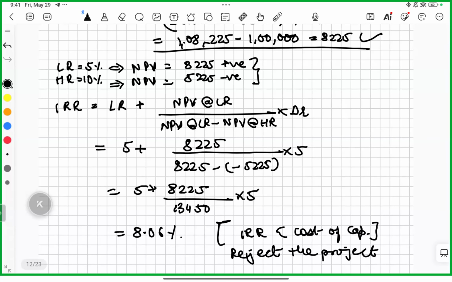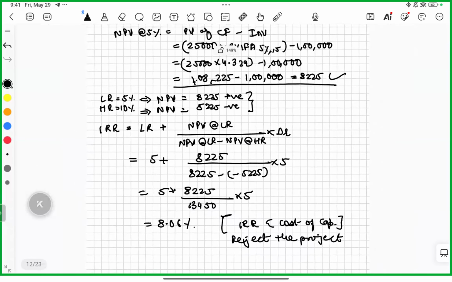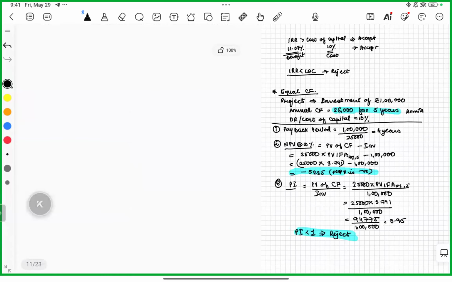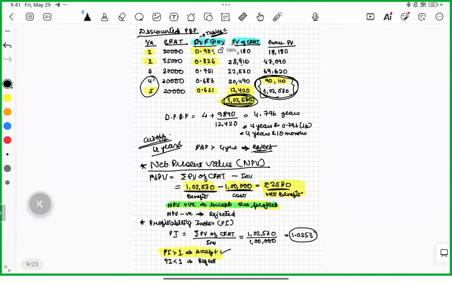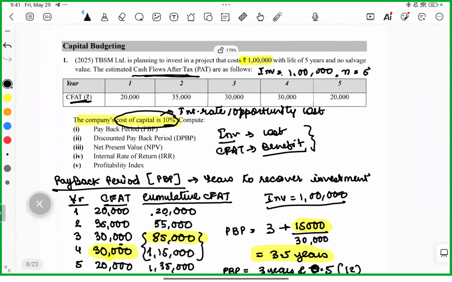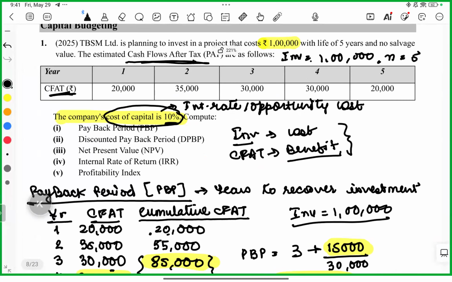Okay. This was just a hypothetical example where all the cash flows were the same. So we have done two examples with all the techniques: first where cash flows were different every year, and then a small example where cash flows were the same.